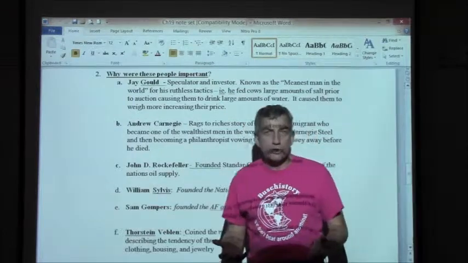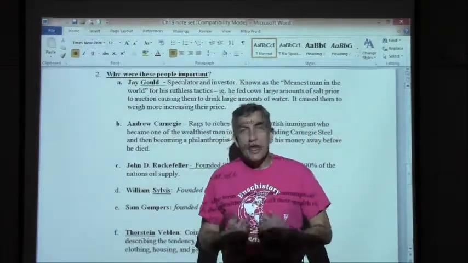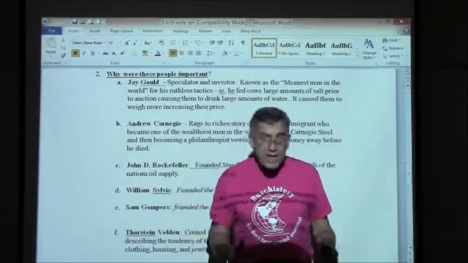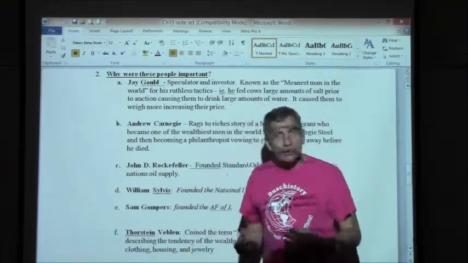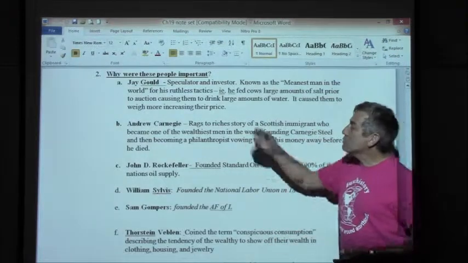Now, of course, the cows would turn around and drink a lot of water. Thereby, the cows weighed more, and when they weighed them at auction, they would sell them for more because they were sold by the pound. That was Jay Gould. Andrew Carnegie.